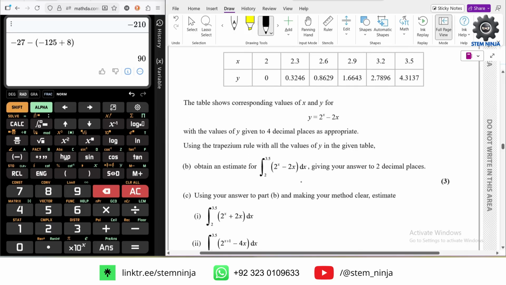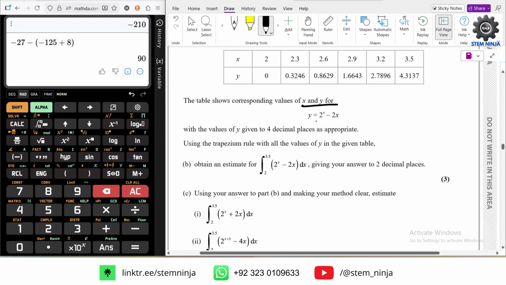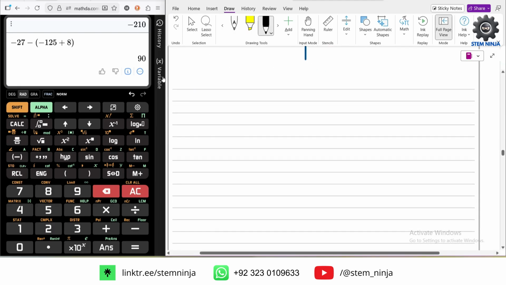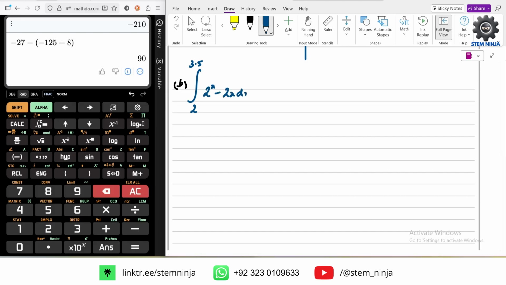The table shows the corresponding values of x and y for y equals 2 to the power x minus 2x, with the values of y given to 4 decimal places as appropriate. Using the trapezium rule with all the values of y in the given table, obtain an estimate for the integral from 2 to 3.5 of 2 to the power x minus 2x dx, giving your answer to 2 decimal places. Okay, so we can use the trapezium rule over here. So trapezium rule, 2 to 3.5, 2 raised to power x minus 2x dx.